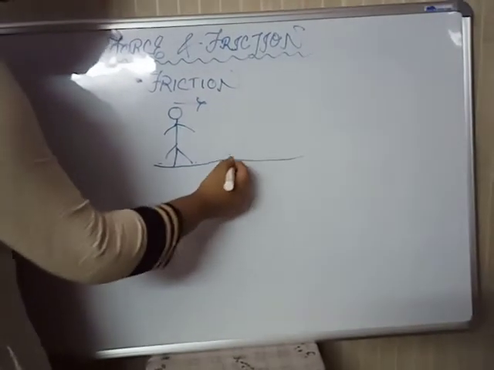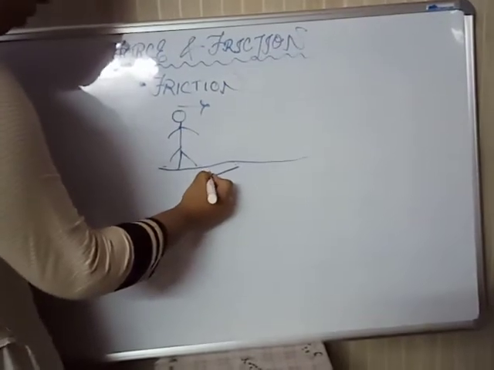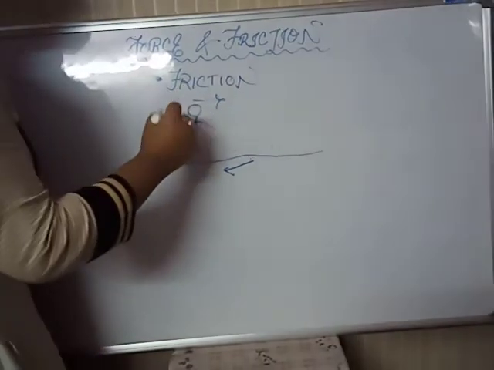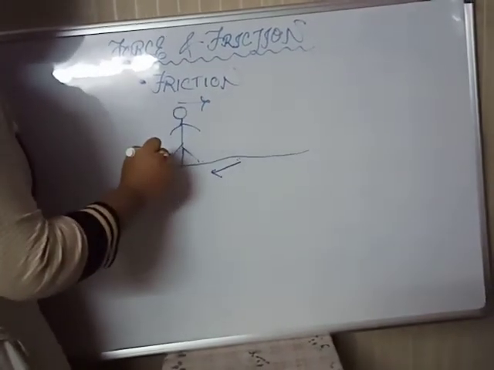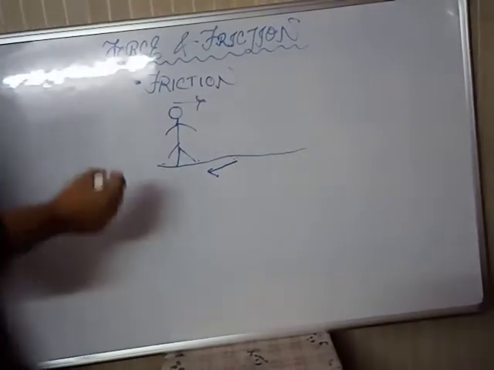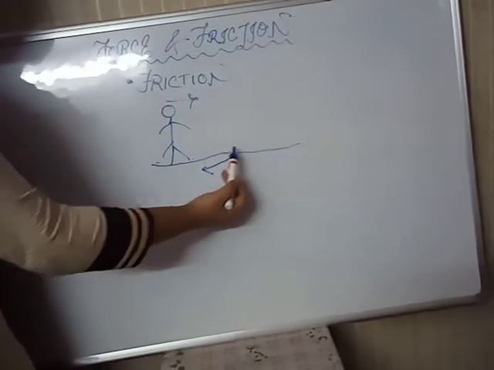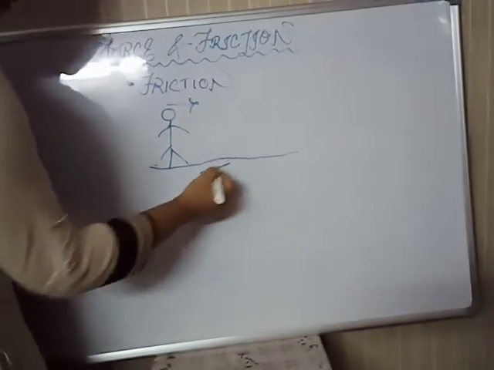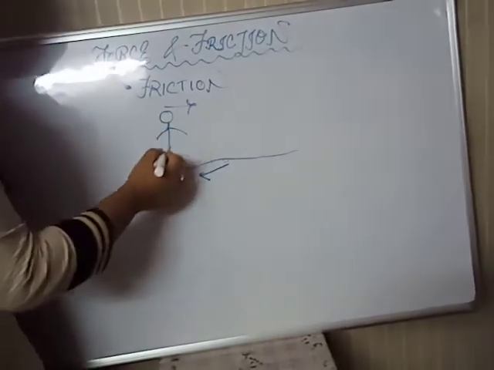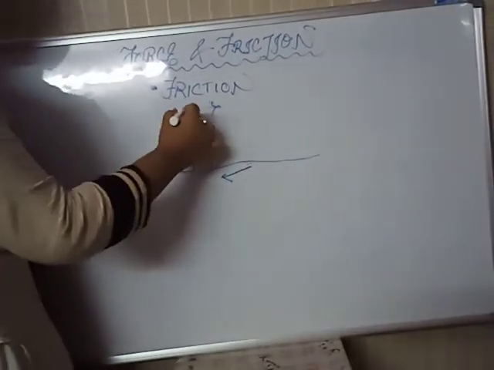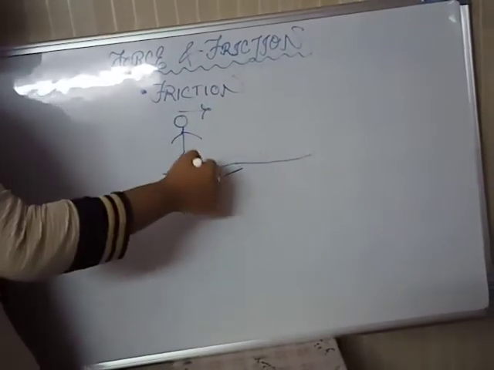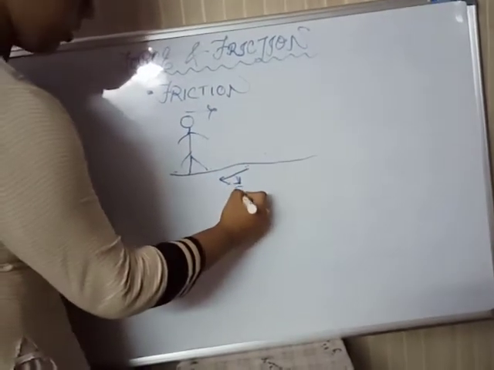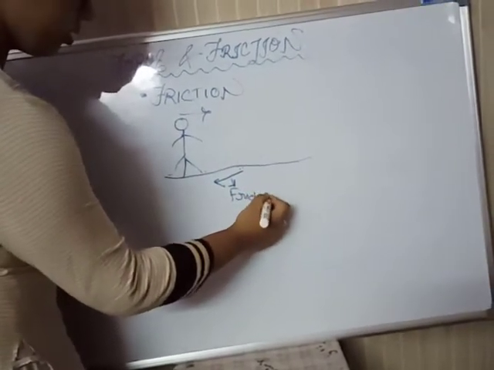Now when he is walking, the road is applying another force in the opposite direction to the man. The man is walking in this direction, so the man is applying force in this direction. The road is applying force to the man in the opposite direction. This force that the road is applying to the man is the opposing force. This force is acting opposite to that force. This force is called friction.